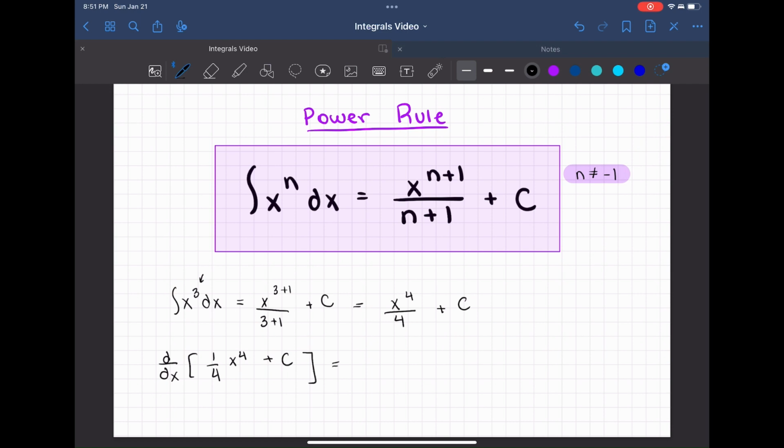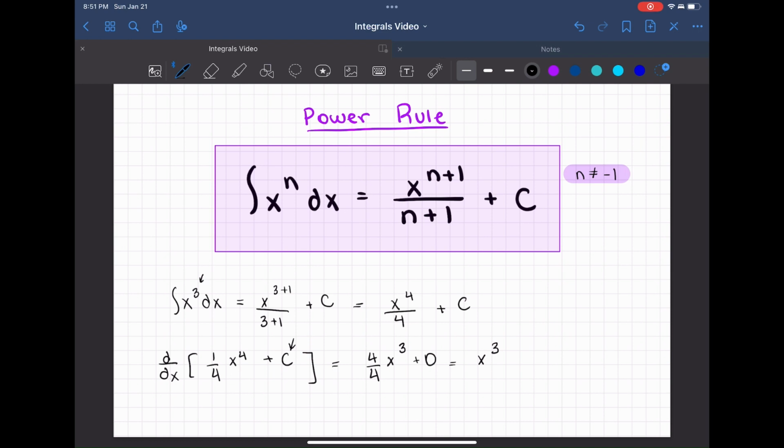So again, when taking the derivative, we're going to bring this exponent 4 down and multiply it. We're going to have 4 over 4. And then we have to subtract 1 from this exponent, right? So that's 4 minus 1, which is 3. And then what happens to the constant? The constant just becomes plus 0. So in this case, we have x cubed.